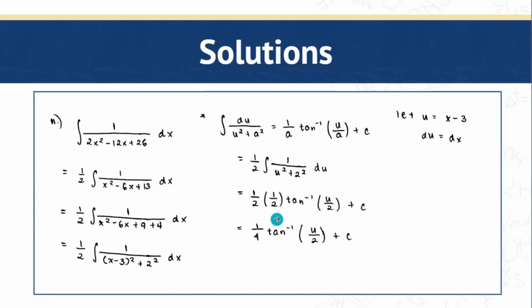And then simplifying, this is just 1/4 times the arctangent of u over 2 plus c. And then undoing the substitution, our final answer is 1/4 of the arctangent of x minus 3 over 2, plus c. So that's our final answer for this question.